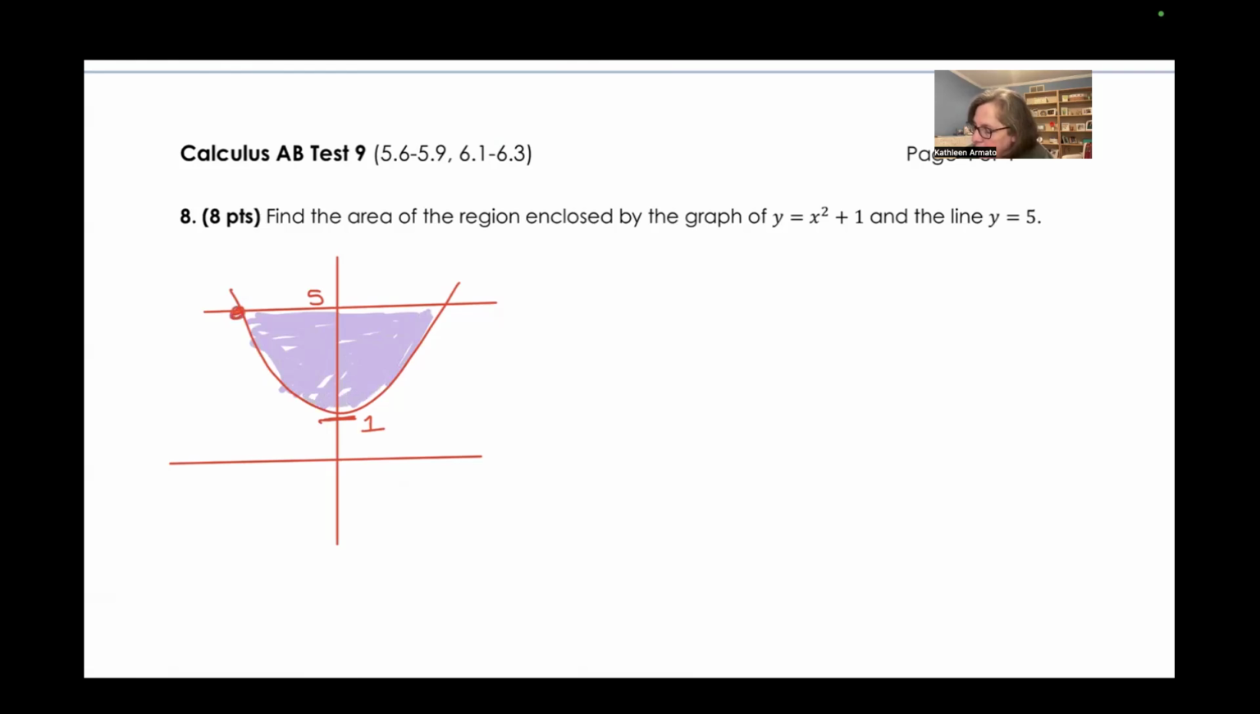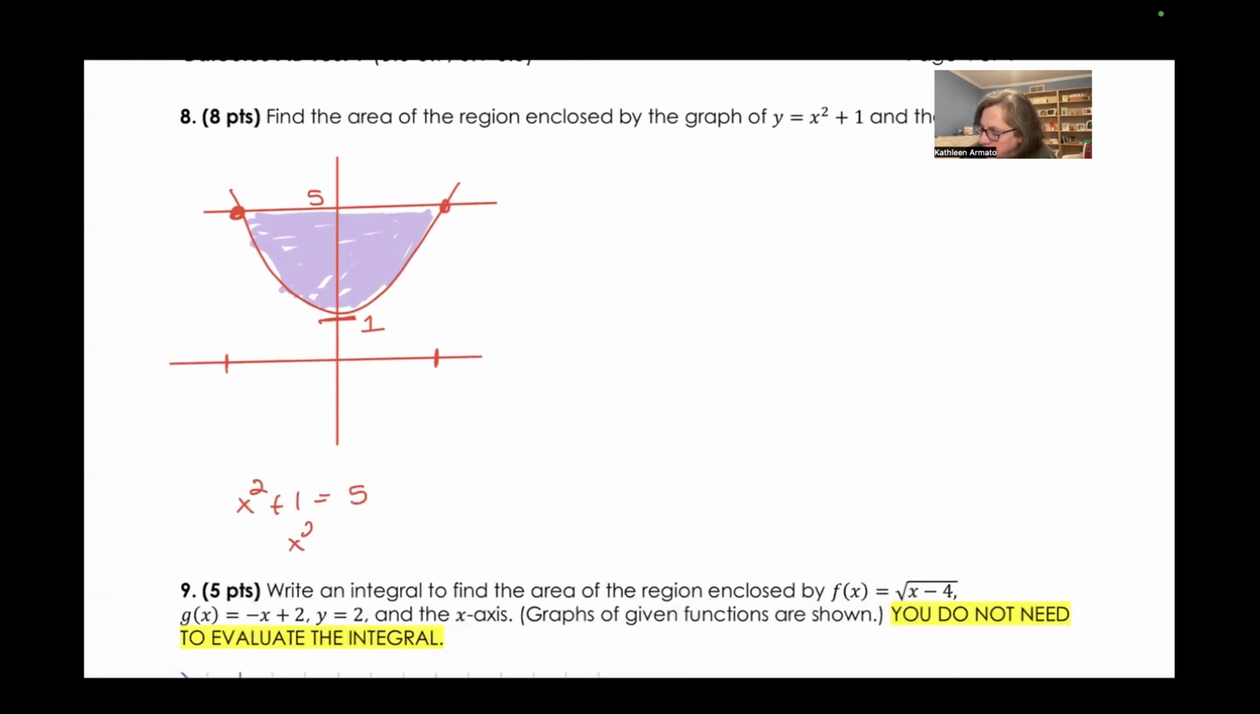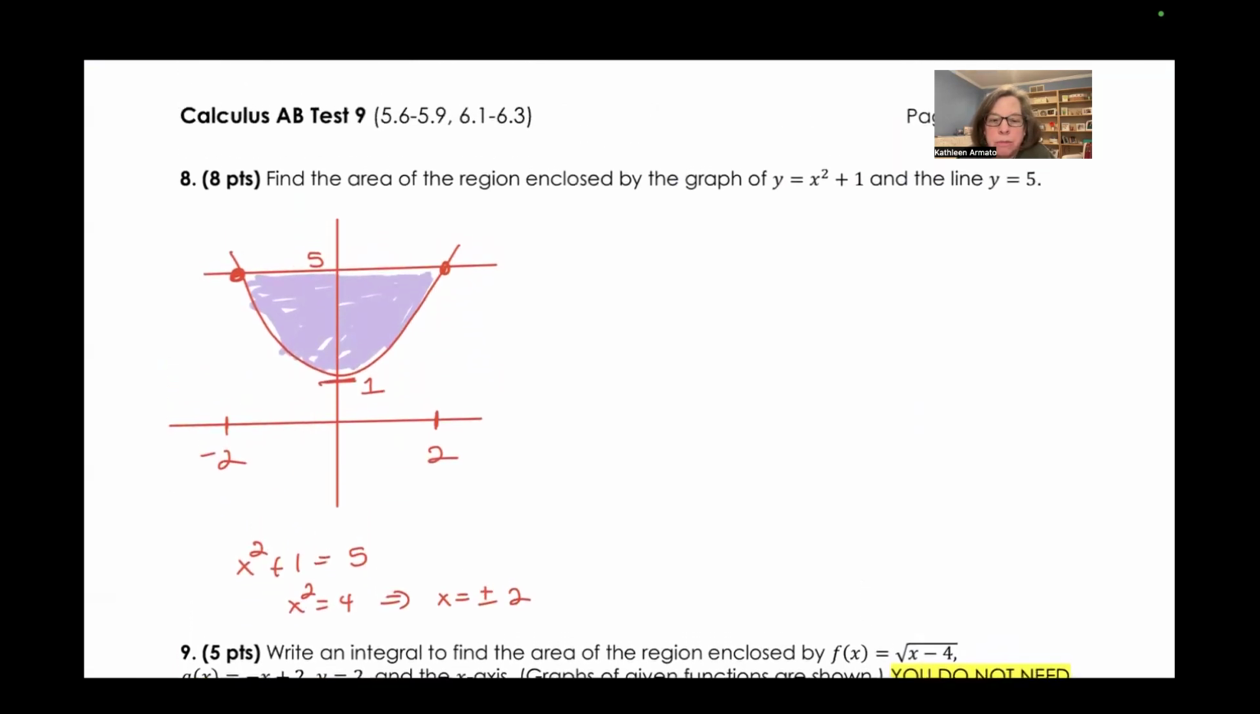I need to know these x values so that I know my limits of integration. So in order to find them, I set my function x squared plus 1 equal to 5. That means x squared equals 4. That means x equals plus or minus 2. So these x values are 2 and negative 2.